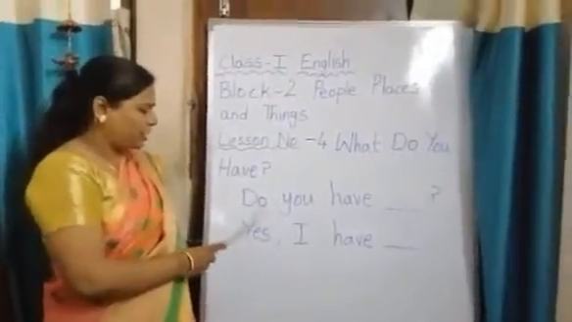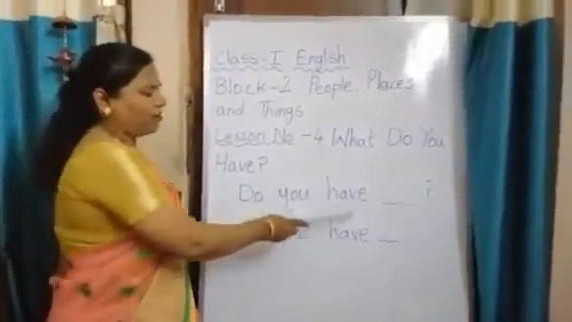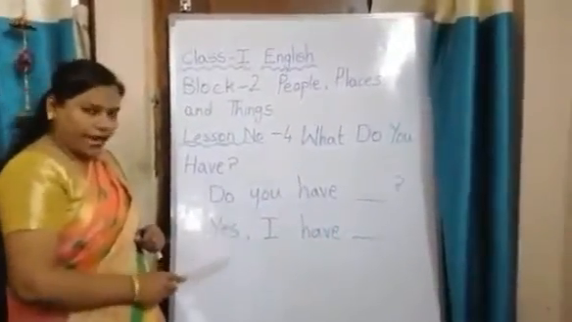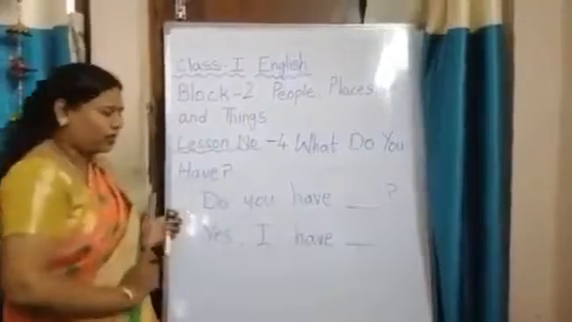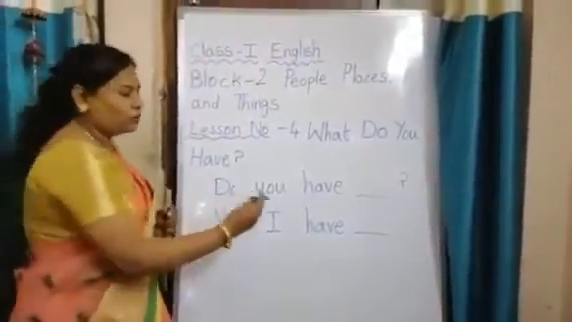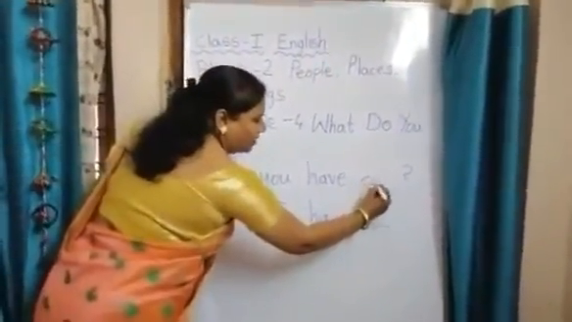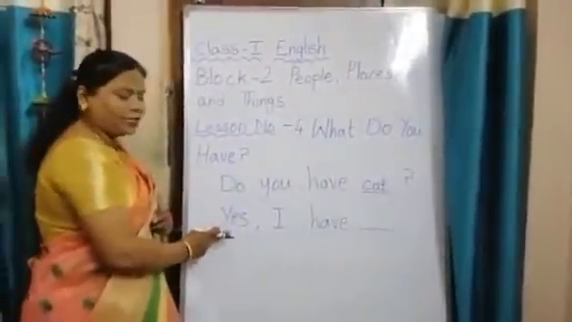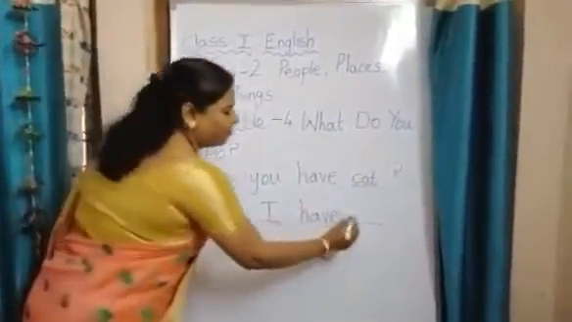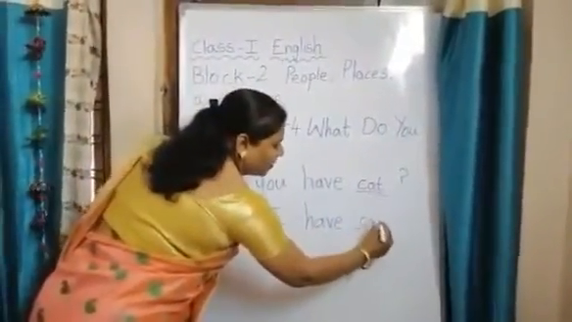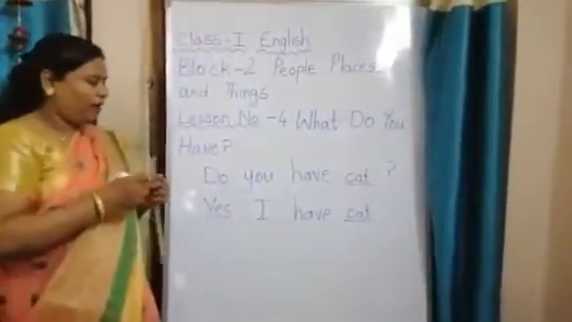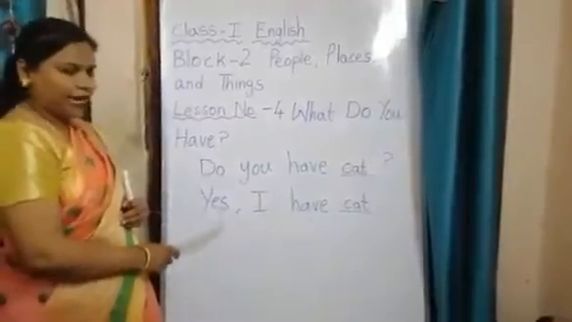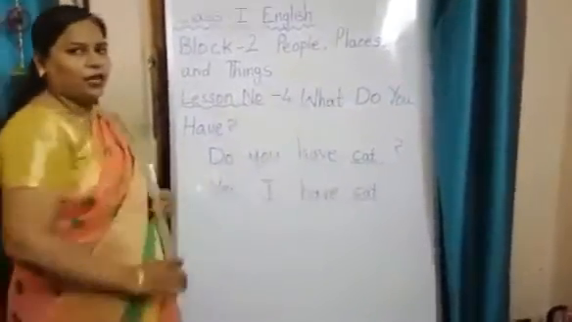Okay children, so look here, do you have dash? Do you have? So how are you going to answer this? Yes, I have. Okay children? So now if I ask you, do you have a cat? I will write here C-A-T, cat. Do you have a cat? So what will your answer be? Yes, I have a cat. Okay? Now if I ask you, do you have a hat? If you have it, what will you say? Yes, I have a hat. Okay children?